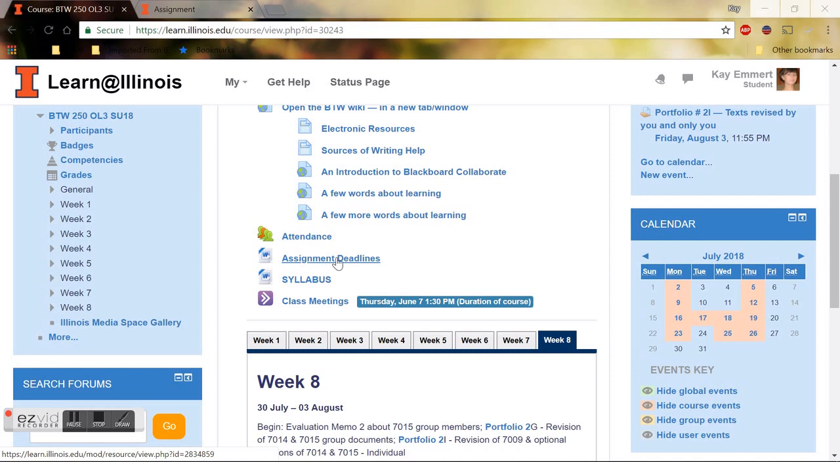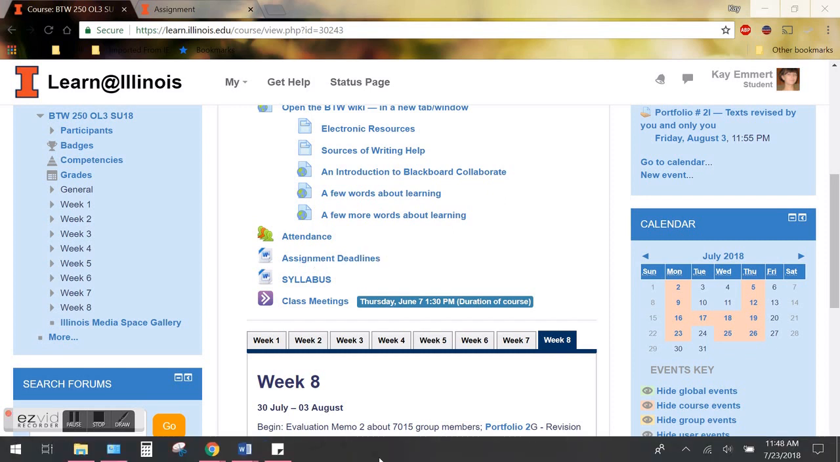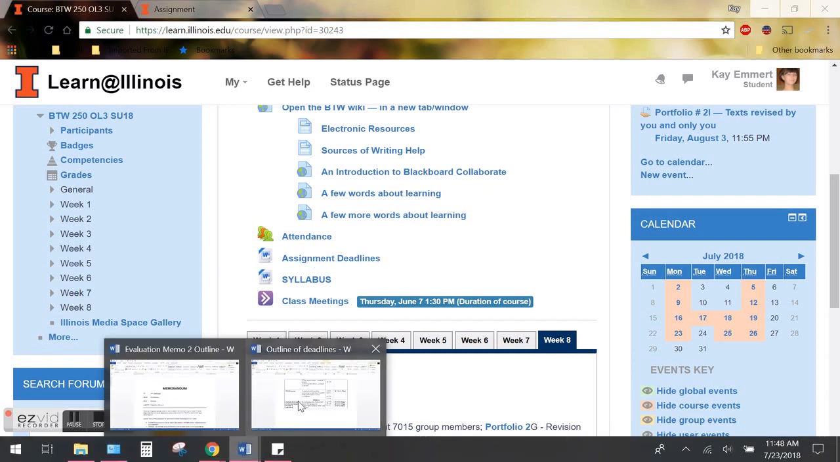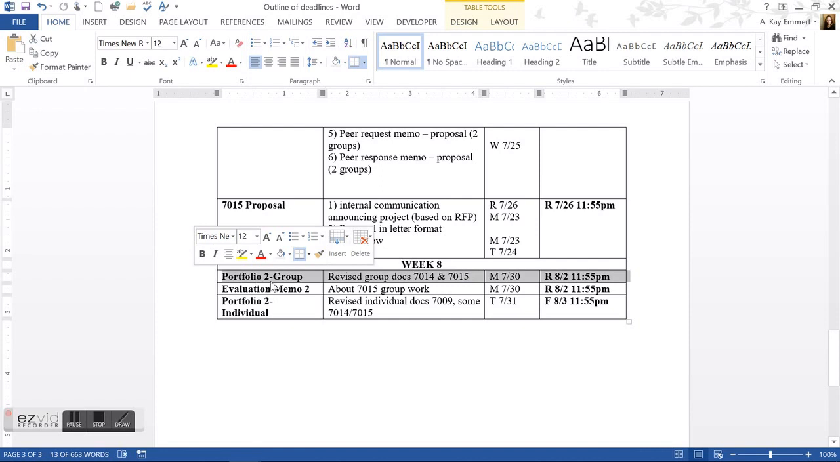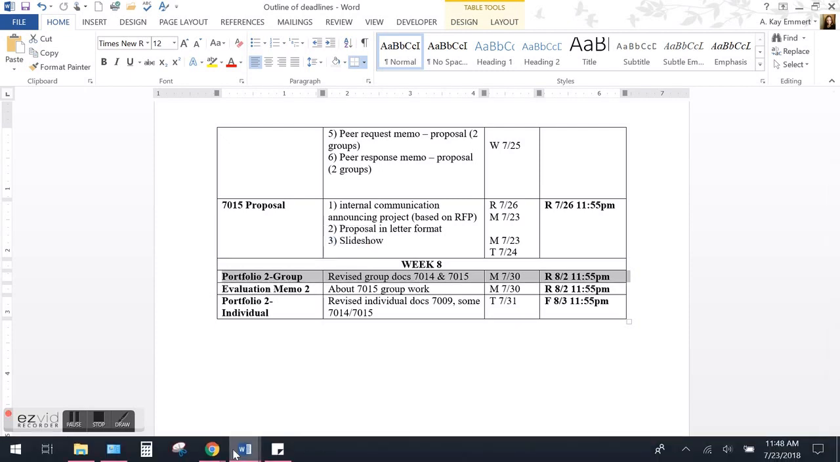Okay, so if you scroll on down to the bottom of the opening part of our Moodle page and this assignment deadlines here, this will kind of show you the order of our deadlines. So if you scroll all the way down to the bottom, at this point I have Portfolio 2G and the evaluation memo for your second group project due the same day. That way you can talk about not only drafting and peer review but also revising and revising again for your project.